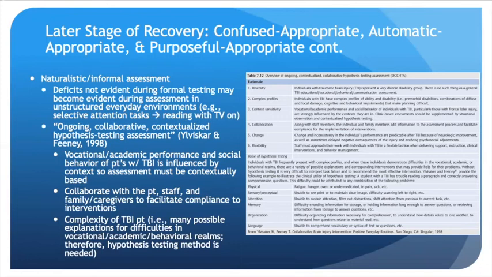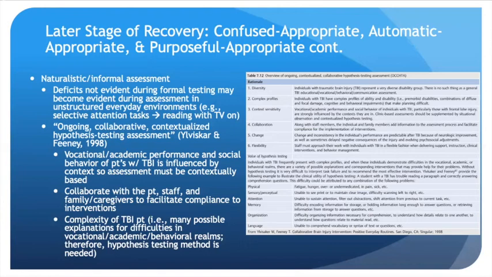There is a specific type of naturalistic assessment that's referred to as ongoing, collaborative, contextualized hypothesis testing assessment. And this operates under the assumption that vocational or academic performance and social behavior of patients with traumatic brain injury is influenced by the context. Therefore, assessment must be contextually based. It necessitates collaboration between the patient, the staff, and family caregivers to facilitate compliance to interventions, and takes into account the complexity that's often seen in the TBI patient.